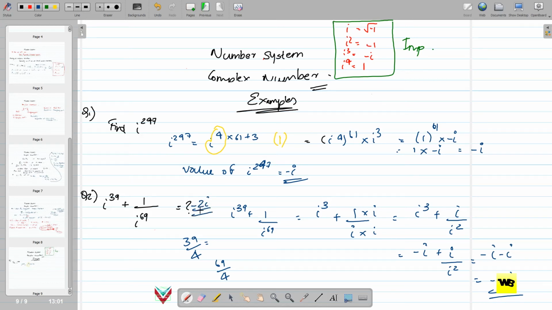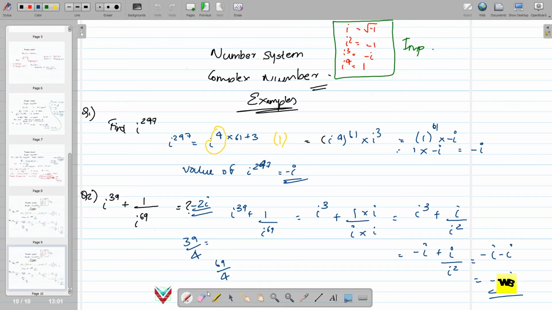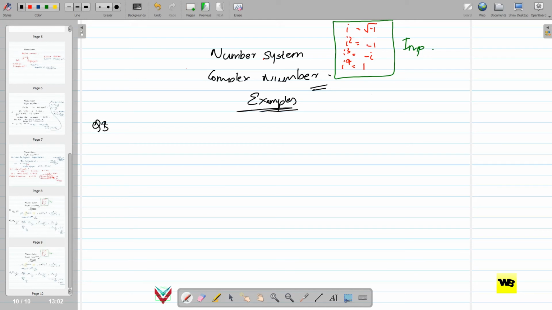So let's see the next example. Let's see the third example: 1 plus i squared plus i raised to 4 plus i raised to 6, plus ... plus i raised to 2n. We have to find this answer. So basically, how should we solve it?